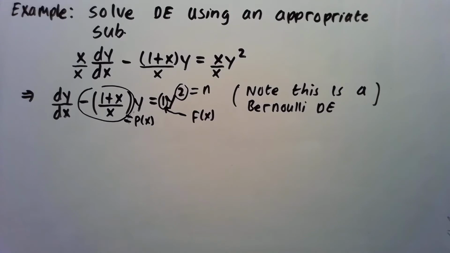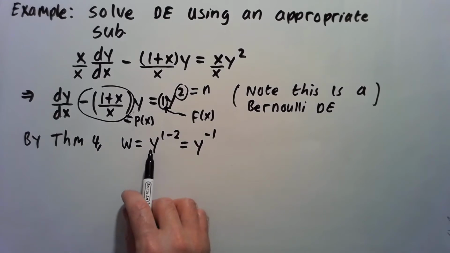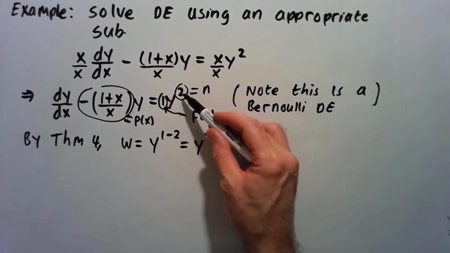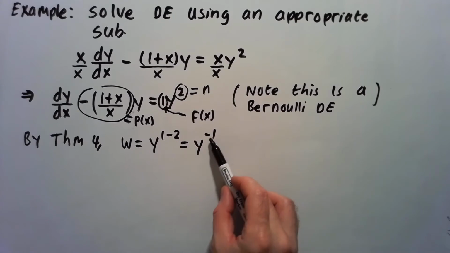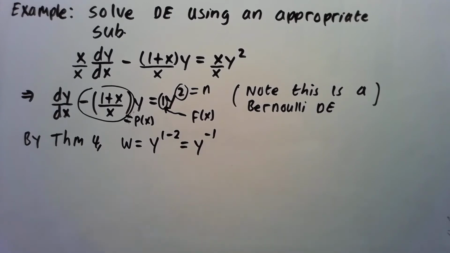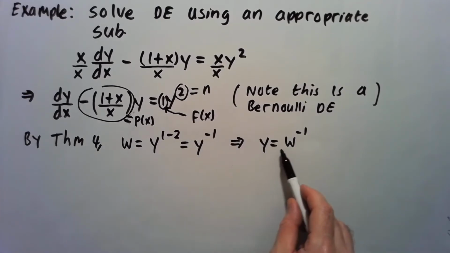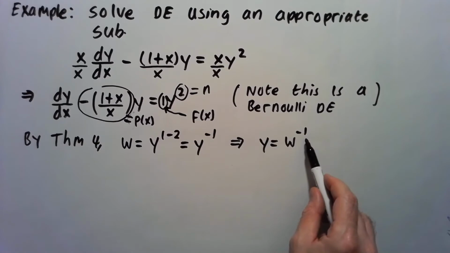By theorem 4, we're going to let w, in the theorem I call it u, but I'm going to call it w here. I'll explain why in a second. It doesn't matter what you call it. So w is going to equal y to the 1 minus n. Our n value is 2, so it'll be y to the minus 1. Now let's solve for y. You can raise both sides to the minus 1 power if you want to. You get y equals w to the minus 1.